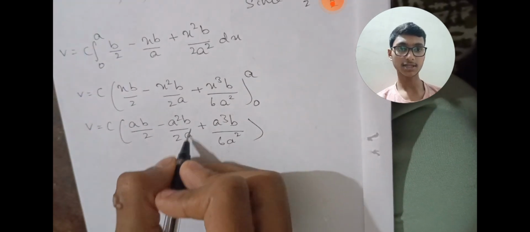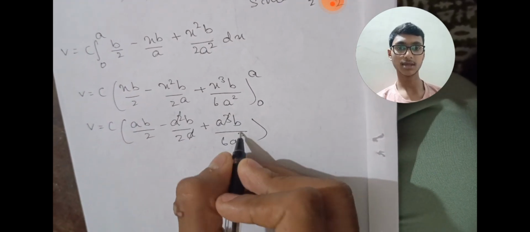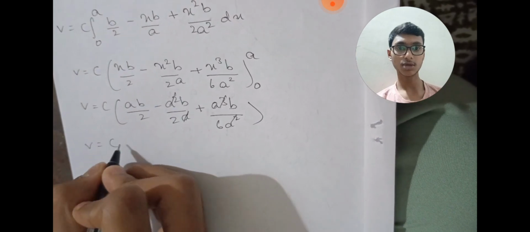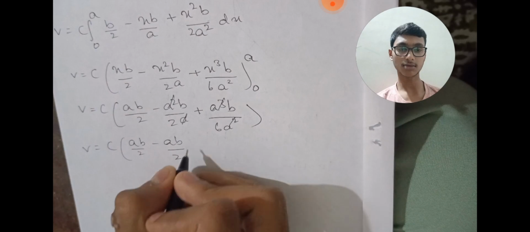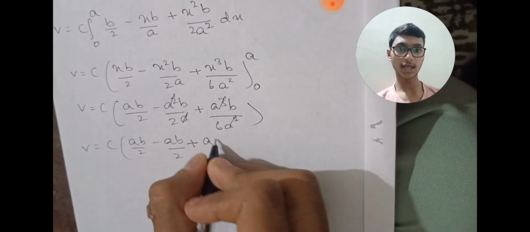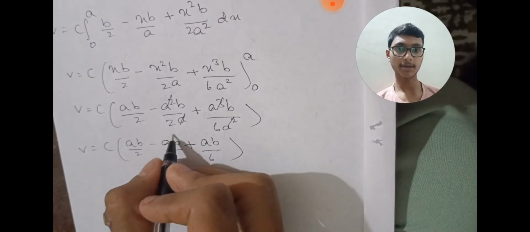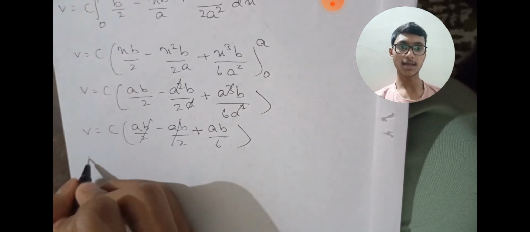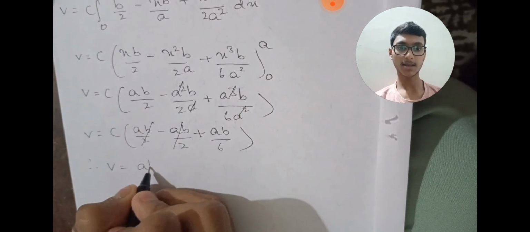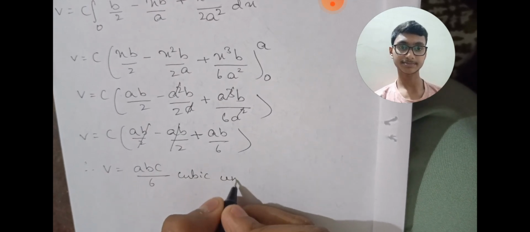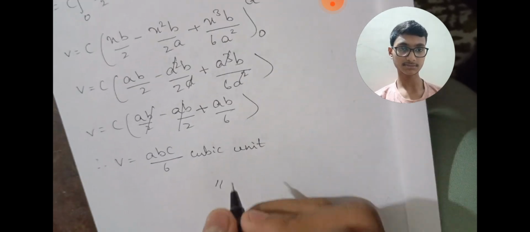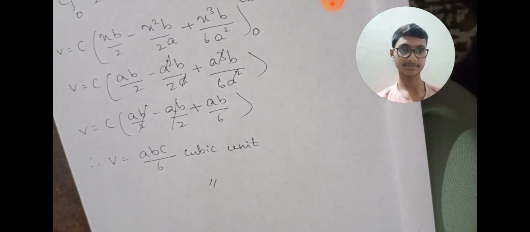And by substituting the upper limit and lower limit, c into ab by 2 minus a square b by 2a plus a cube b by 6a square. By cancelling the a square and a cube, the final output is ab by 2 minus ab by 2 plus ab by 6. Cancel the plus ab and minus ab. Therefore, v is equal to abc by 6 cubic unit. This is our final answer.